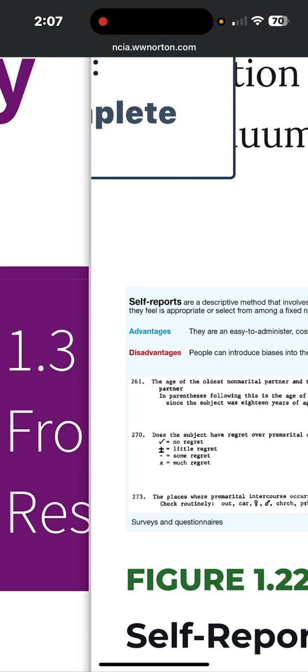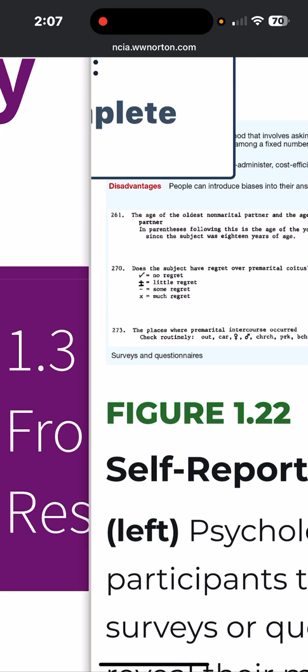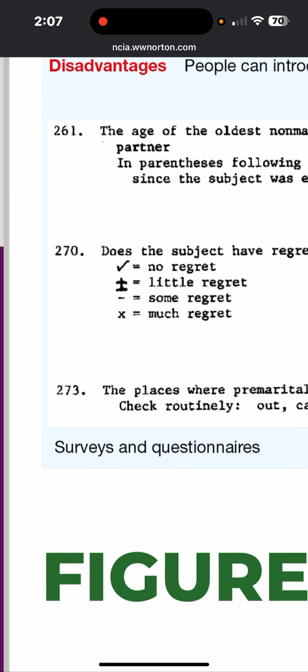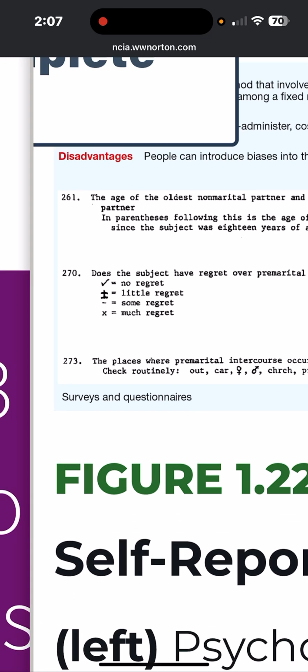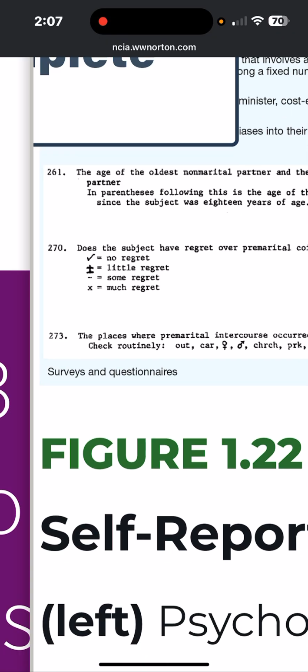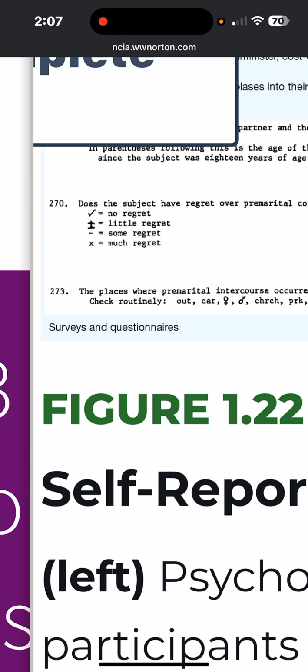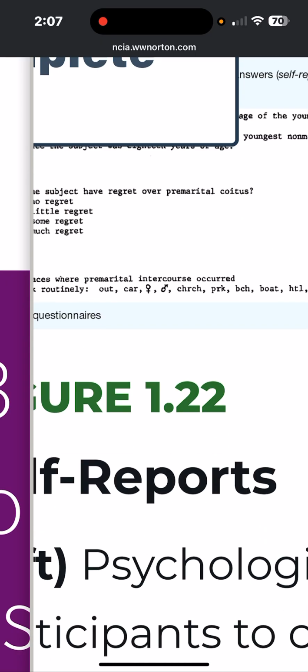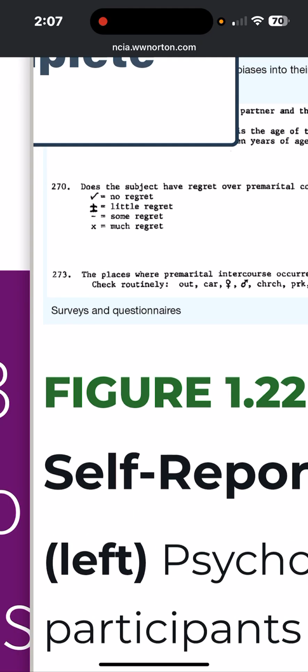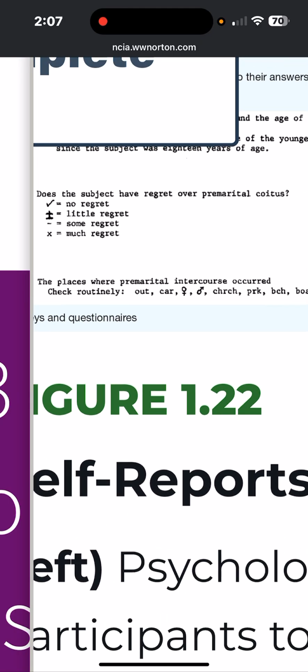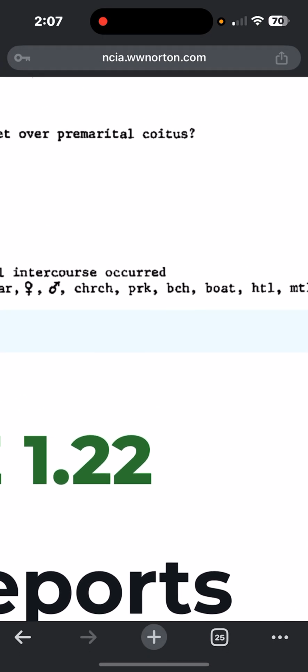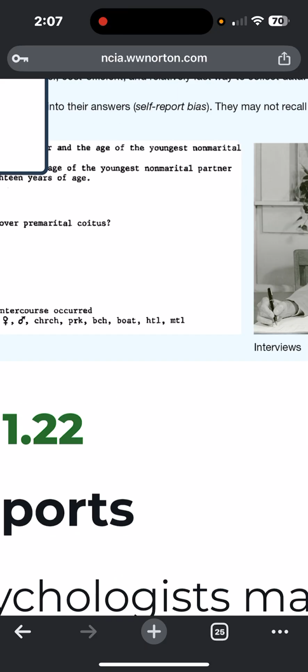No regret is a check mark. A weird cross means little regret. A negative, some regret. An X means much regret. That was 272. This is 273. The place where marital intercourse occurred. Check routinely out, car, church, boat.